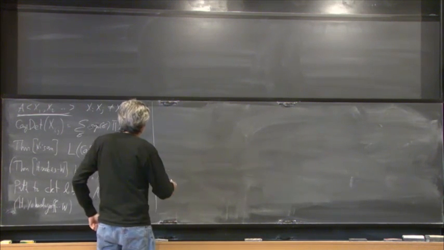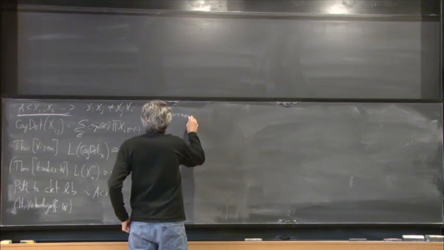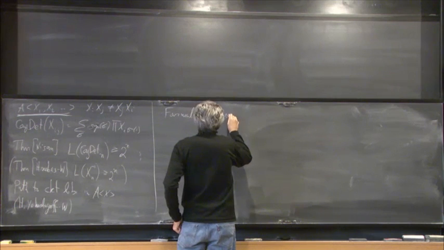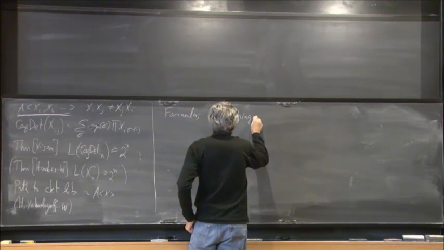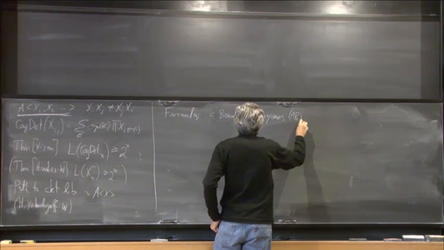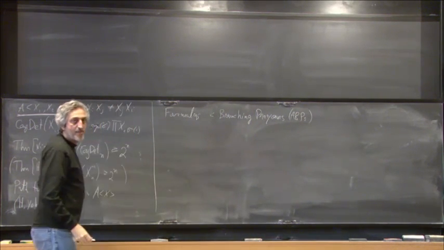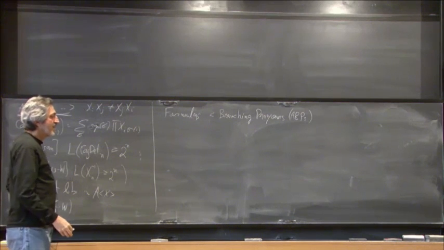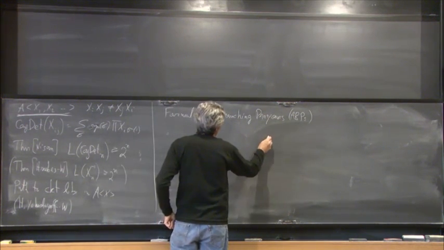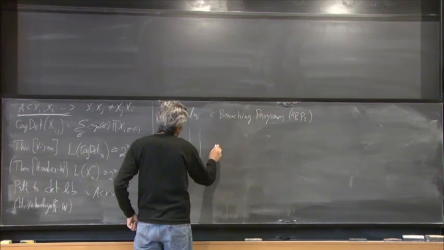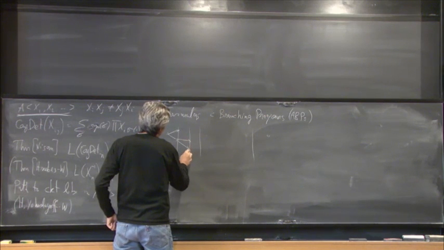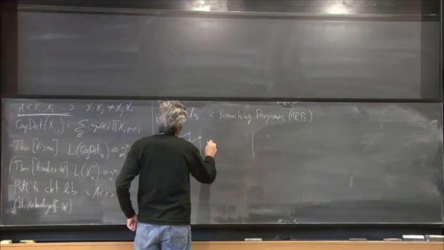What's the idea? So the idea is that formulas are a weaker model than branching programs, arithmetic branching programs, sometimes called ABPs. And what does an ABP look like? I'll define it as a homogeneous thing. You have a start and a source node, and now you have layers. Just like in Boolean branching programs, for those of you who've seen them.